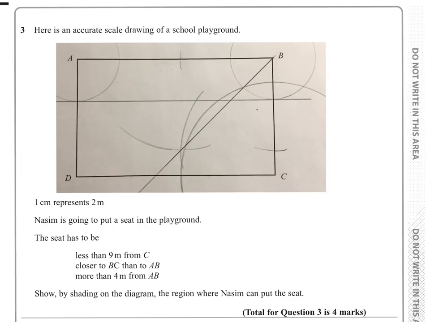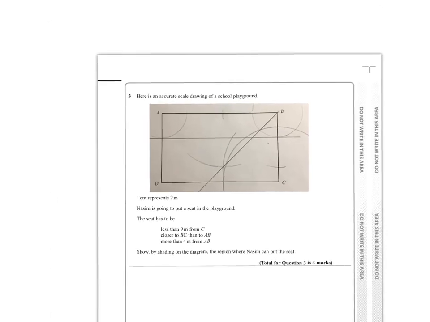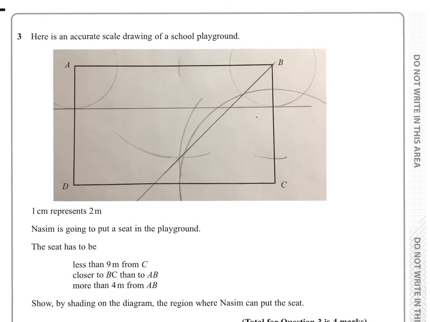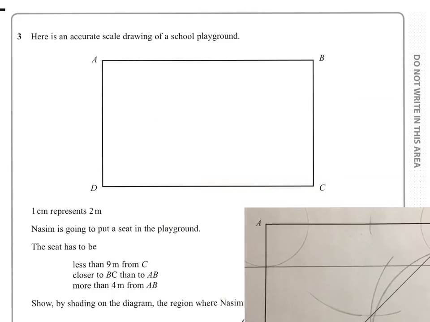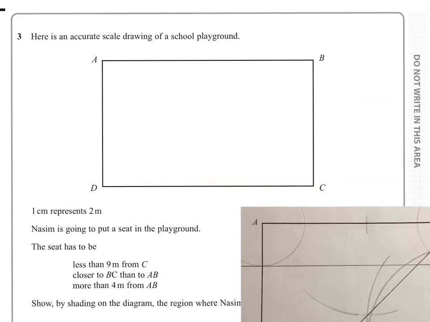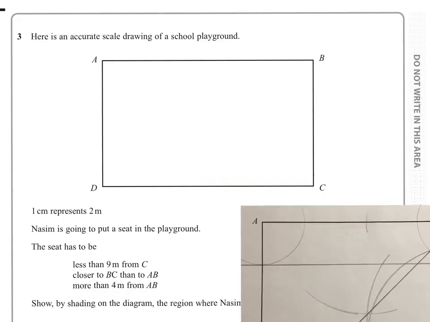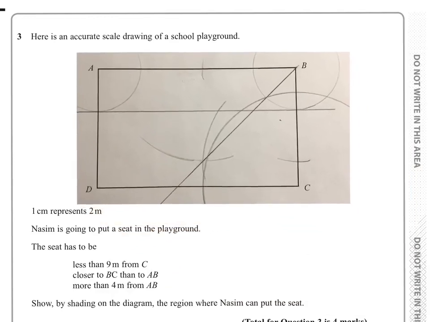Question 3. There was an accurate scale drawing of a school playground. And if I can move this, I can show you. That's what we had. This is very hard to do on a computer, so what I did is I printed out the exam paper, did the full question, and I can just explain what I did. So the first thing was the scale. 1 centimetre is 2 metres.